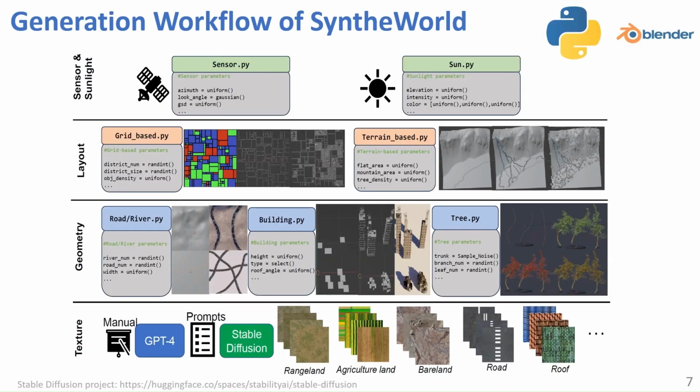Next, I will show how we build the SyntheWorld dataset using Blender and Python. First, we set up the sensor and the lighting parameters to mimic real-world distributions. Then for the layout of our synthetic scene, we have two methods. The first is grid-based, where we set parameters like the grid numbers and sizes. The second method is procedural terrain-based, which is created with different noise distributions.